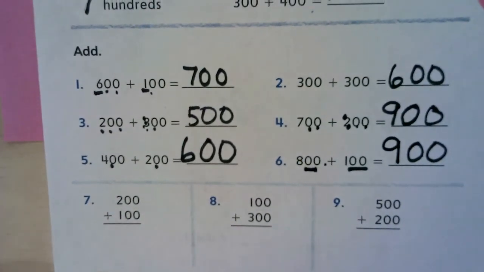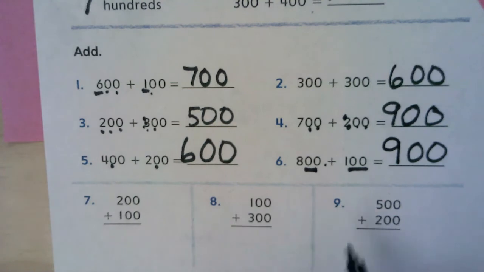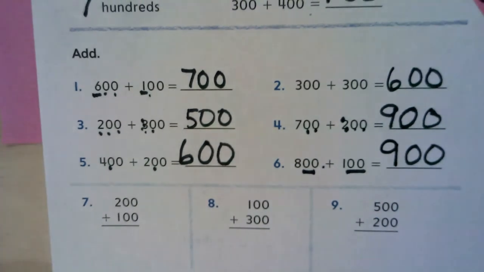All right, I'm going to ask you to go ahead and try out numbers 7, 8, and 9 on your own. Go ahead and do that right now, and when you're done, you can press play and we'll go over these together. But right now, go ahead and pause and complete problems number 7, 8, and 9.